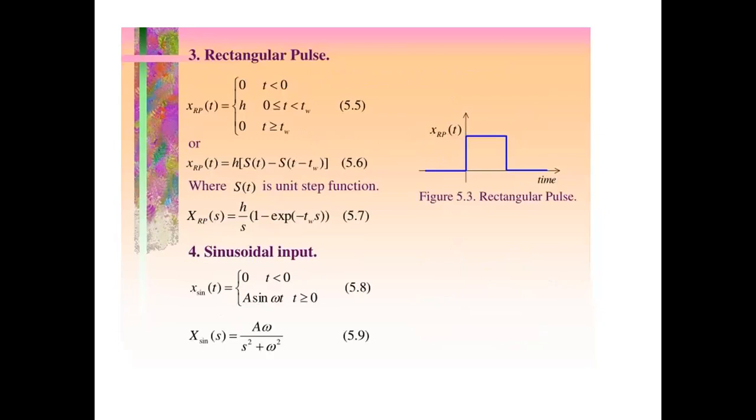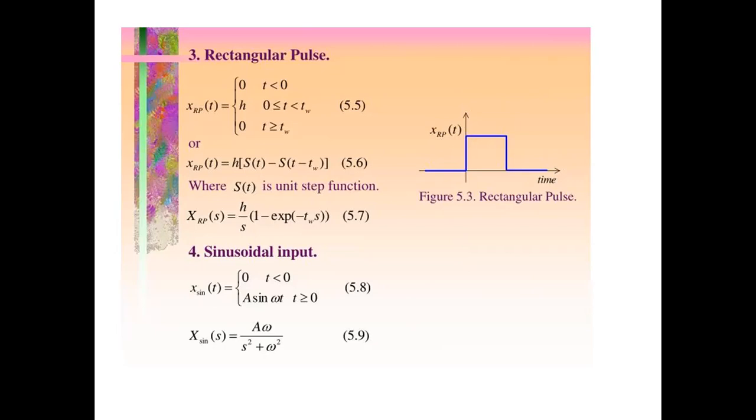The rectangular pulse has an on and off period. When t is less than 0, the value will be equal to 0, and after a particular time, again the value will be 0. The amplitude, when the value lies between 0 and t_w, the pulse width, is equal to H. Taking the Laplace transform, we get H times S(t) minus S(t minus t_w), where S(t) is the unit step function. So we have H by s times (1 minus e to the power of minus t_w s).